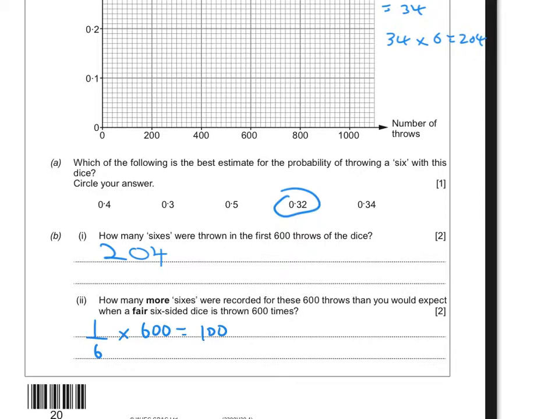So compare that to our experiment. We need to know how many more 6s were recorded on this dice. We need to take away the two answers. So we're taking away: we got 204, take away 100. So our answer is 104.